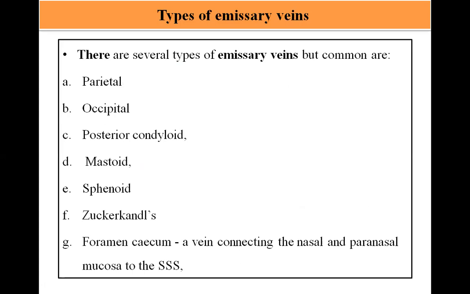Types of the emissary veins. There are several types of emissary veins, but common are parietal emissary veins, occipital emissary veins, posterior condylar emissary veins, mastoid emissary veins, sphenoidal emissary veins, Zuckerkandl's emissary vein, and the foramen cecum emissary vein, which connects the nasal and paranasal mucosa to the superior sagittal sinus.